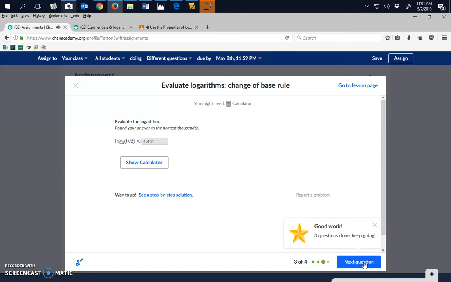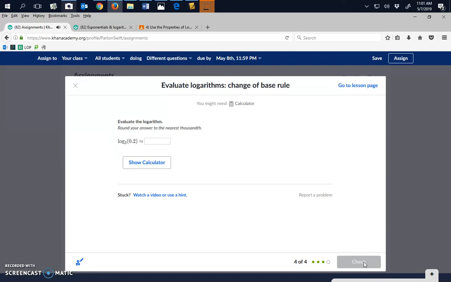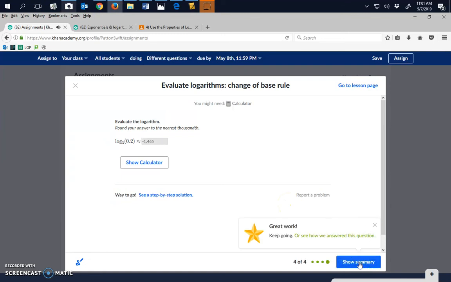And last question. All right, once again, an easy one. This looks similar. Did we just do this one? Yeah, we just did this one. So we got lucky. It's the exact same answer: negative 1.465. Okay, that one's done.